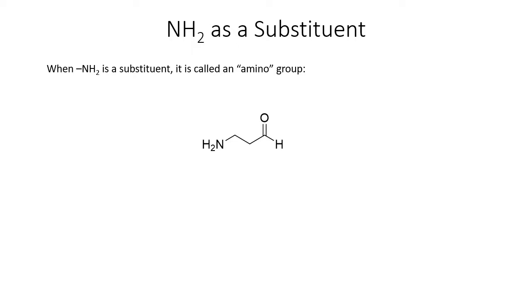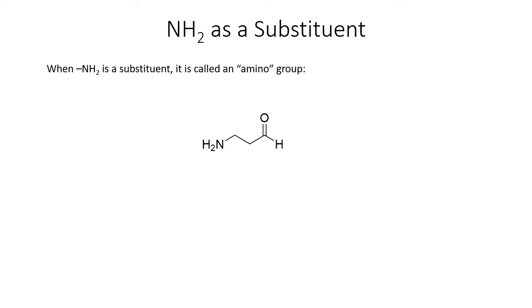Sometimes an amine can act as a substituent, and when it is a substituent, it's called an amino group. So for instance, with this aldehyde, the amine is simply a substituent. It's just hanging off of the main chain. So we're going to go through the process of naming aldehydes as we've learned so far.